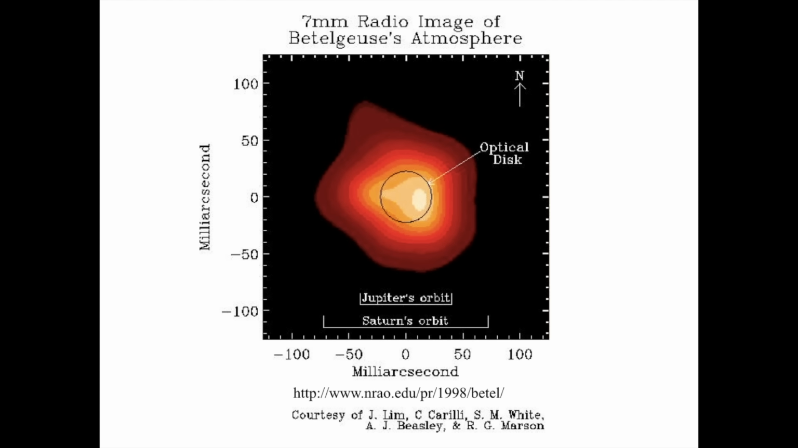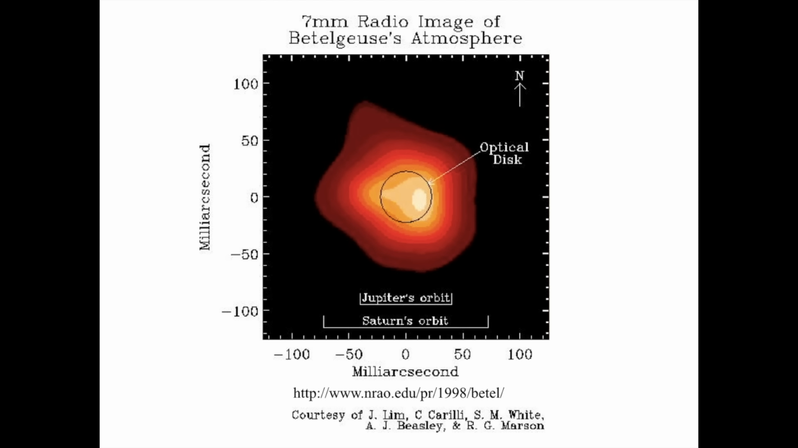All right. So let's take some interesting looks. This is a 7 millimeter radio image taken with the Very Large Array with NRAO, and it was taken in 1998 by Lim, Carilli, White, Beasley, and Marson. And they found that the optical disk of Betelgeuse is this roundish sort of thing in there, but the glow that we see here is radio emission from Betelgeuse's very diffuse atmosphere.